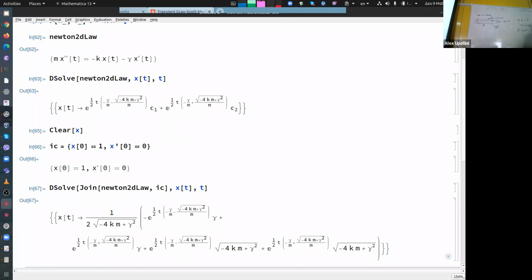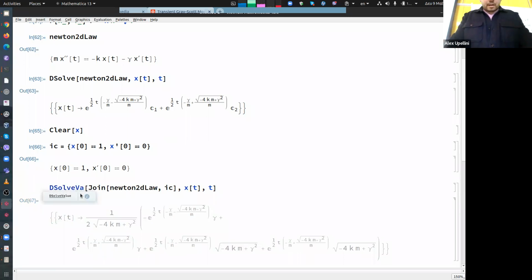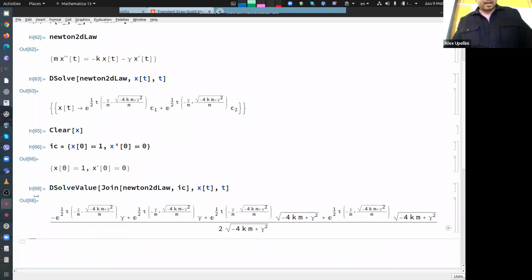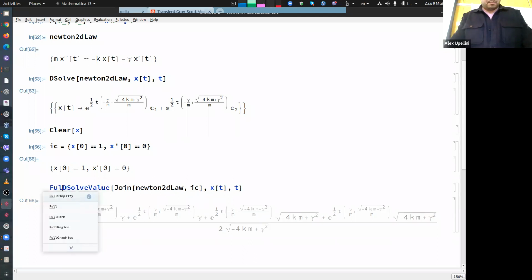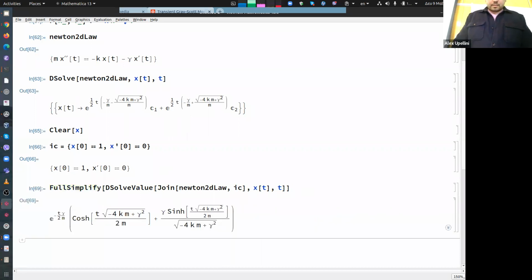I think this can be simplified a little bit more. I'm going to use DSolveValue, and now I'm going to FullSimplify this. And I get the simplified version of the solution. Okay. So that was analytic.